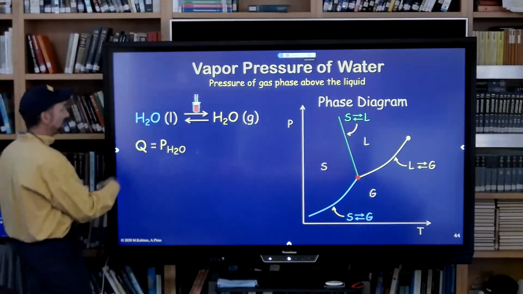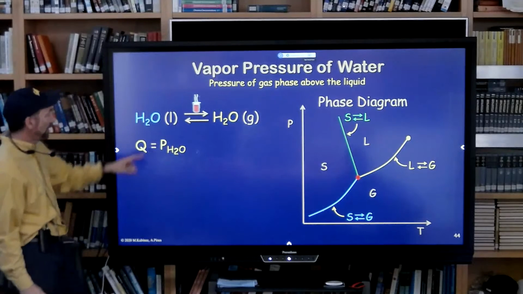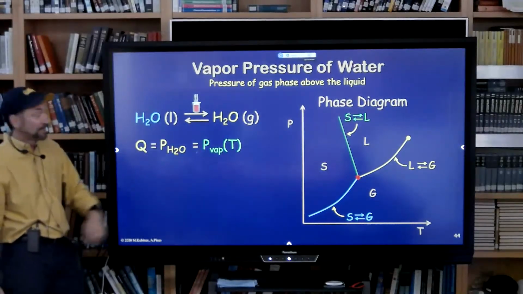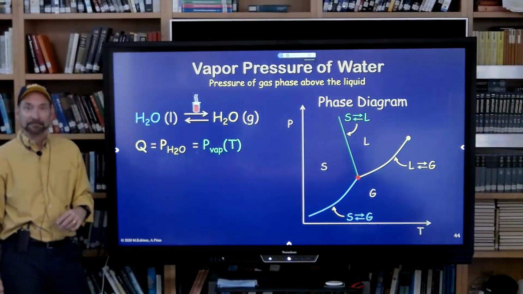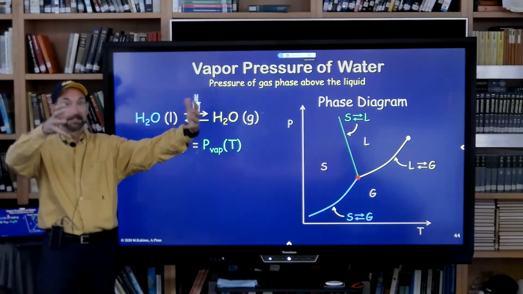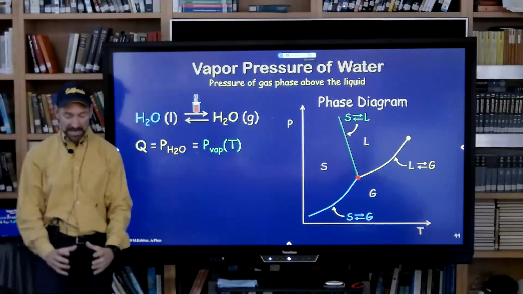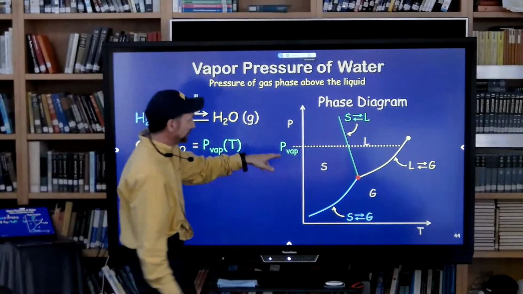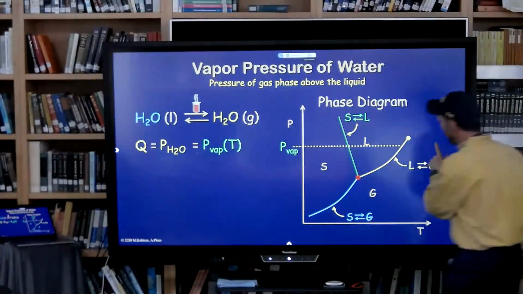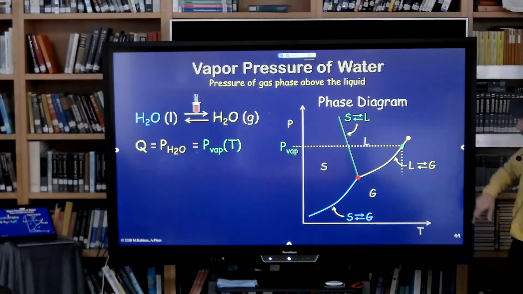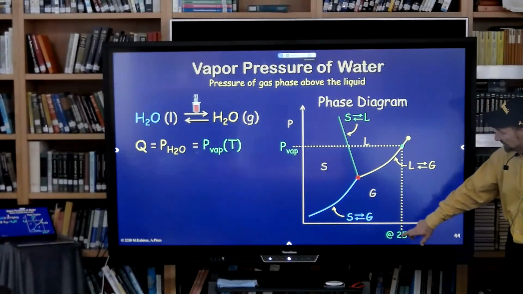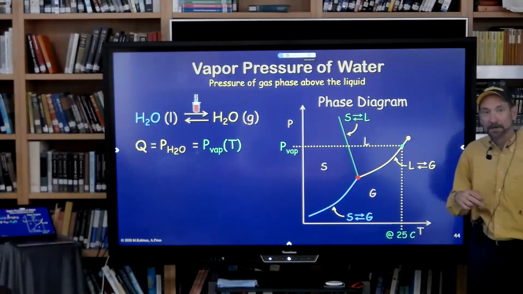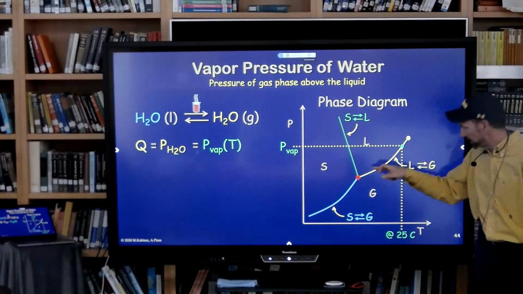So we can write Q, and Q is the pressure of the water gas, and we're calling it the vapor pressure. And it is a function of temperature. When you're boiling, that vapor pressure is 1 atmosphere. At room temperature, it's much lower. It's 3/100ths of an atmosphere. You could read it off the curve. You could say, well, let's go to this point on the curve. That, let's say, is 25 degrees C. And the vapor and the liquid are in equilibrium there, every point on that line.